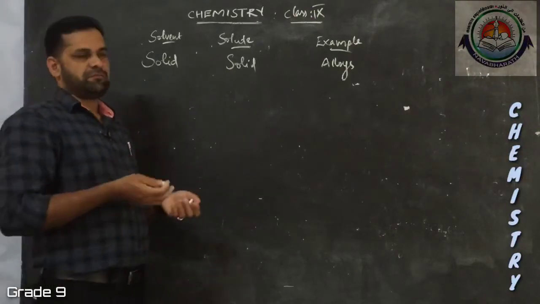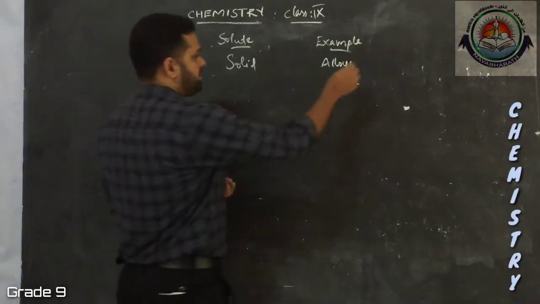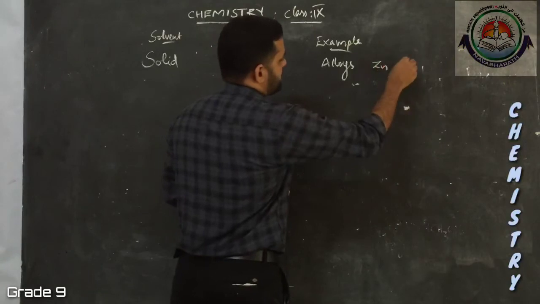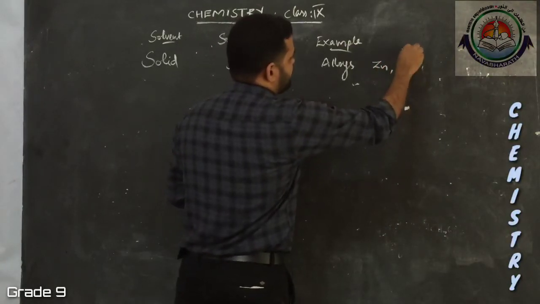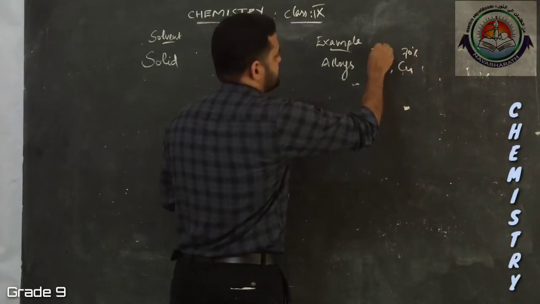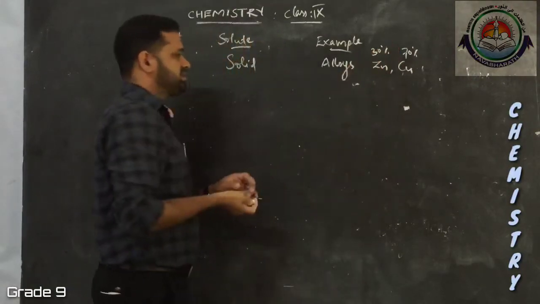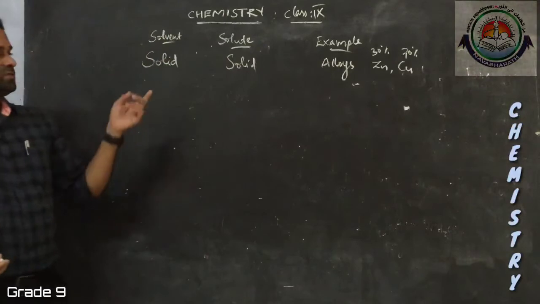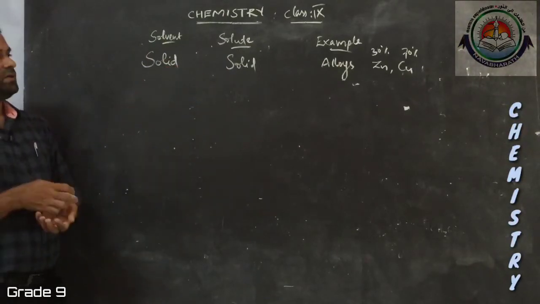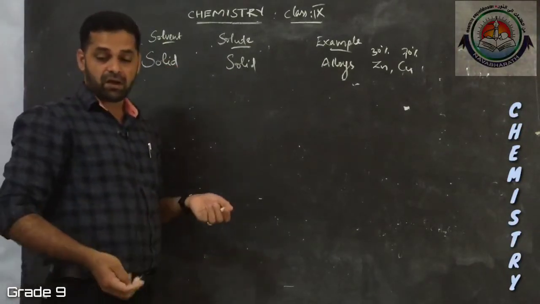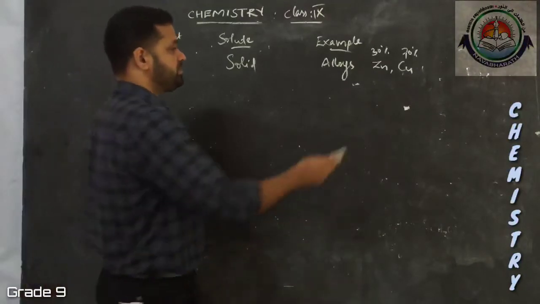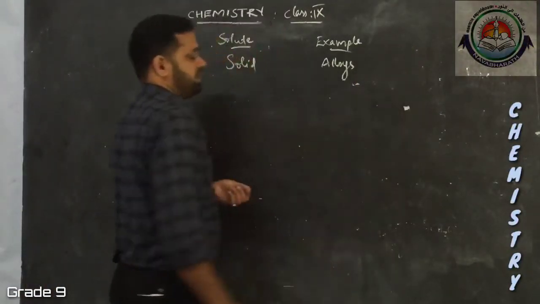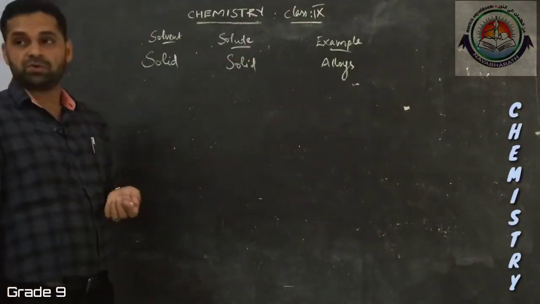For example, in the case of brass, copper is 70% and zinc is 30%. It means here zinc is solute and copper is solvent. Both are solids. So alloys are an example, then talcum powder is also an example for solid solution.